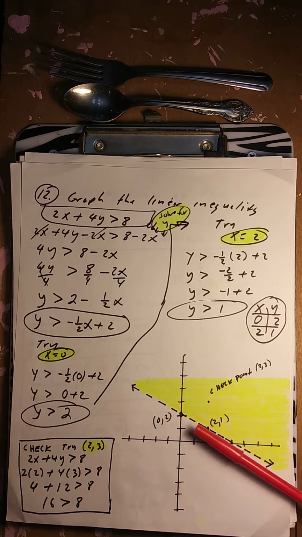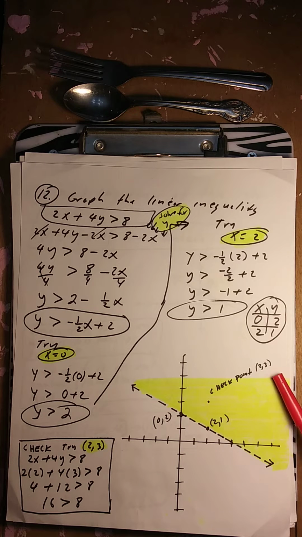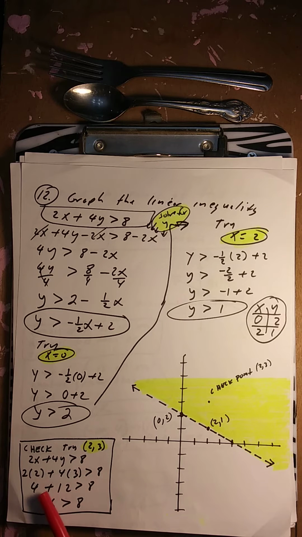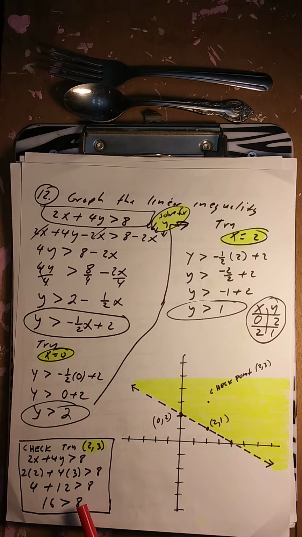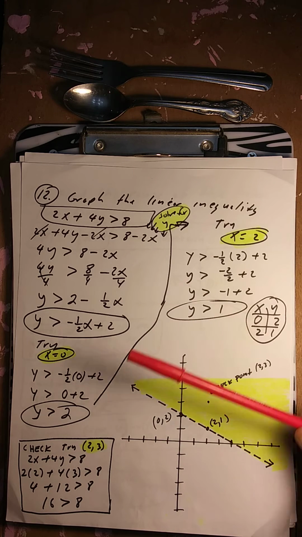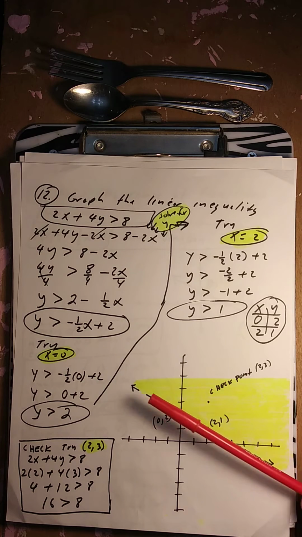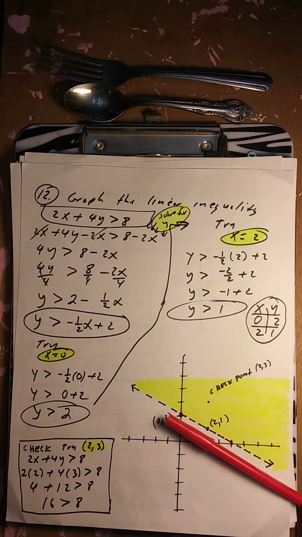Now, checkpoint, 2, 3. Put this back in the original problem. 2 times 2 and 4 times 3. That's going to be 2 times 2 is 4, 12, 16. Greater than, yes. So the graph goes this way from here. And it's a dotted line. Greater than 8 means don't include it, it's not a solid line. It's a dotted line, a dashed line.